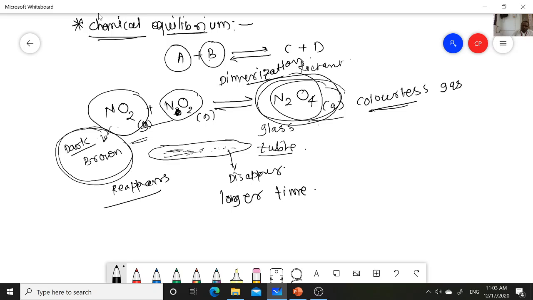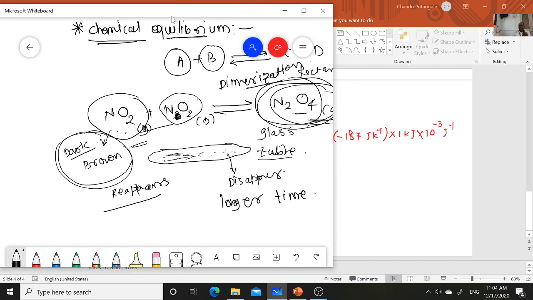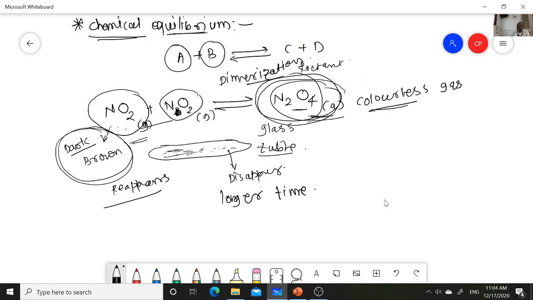Dimerization means two molecules of gas combine together to form one molecule, N2O4. Again, this colorless gas is converting into the dark brown gas, and there exists equilibrium between this dark brown gas and colorless gas. It means the reaction is going in the forward direction as well as the backward direction. In that case, we can say that the reaction is at equilibrium position.